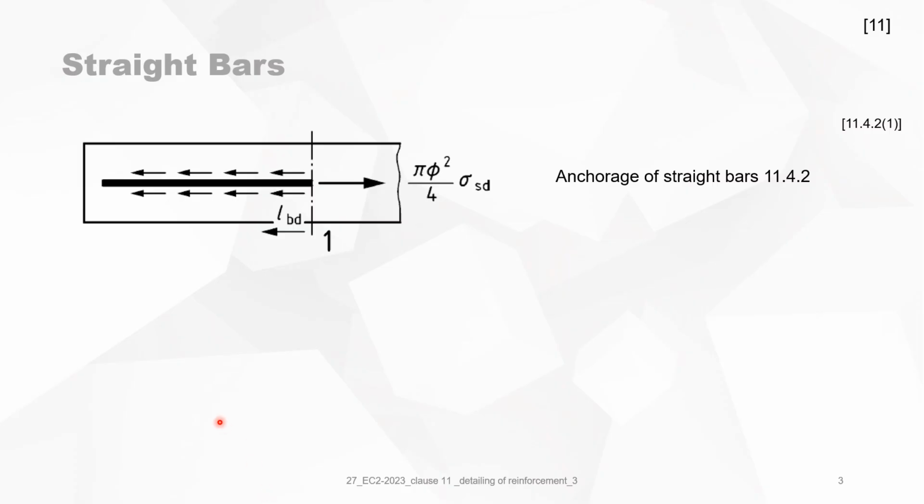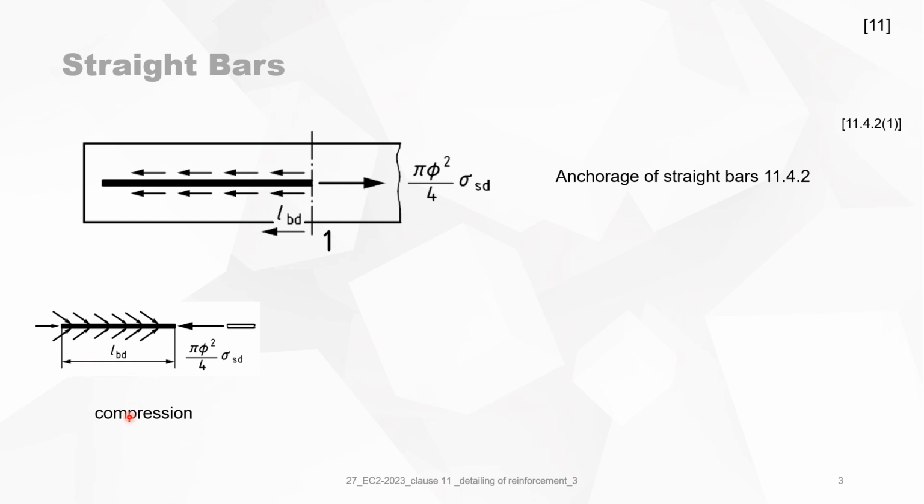A general picture of an anchorage of straight bars is that you have a control section 1, and on the left-hand side is the anchorage length, and on the other side is the anchorage force, which is the cross section of the bar multiplied by the tensile stress in the bar. Then you have an equilibrium from the left of section 1 and on the right of section 1.